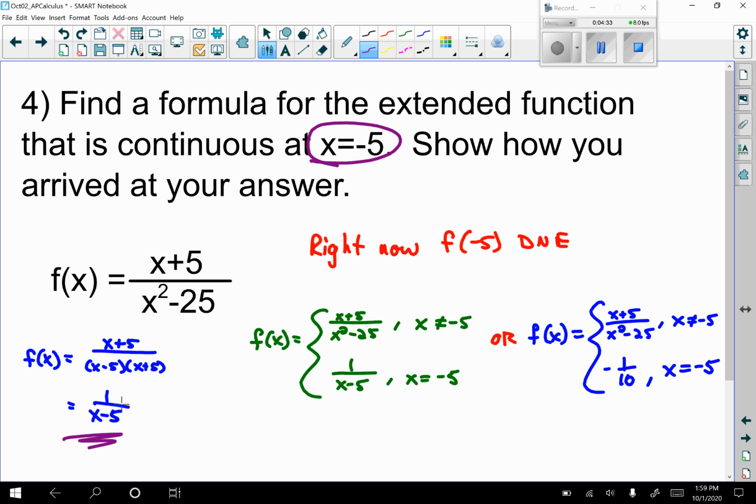So again, there's 2 proper ways to extend this function. Again, we can write the original function given here, that's going to exist as long as x doesn't equal -5. And then we could say 1 over x minus 5 when x is equal to -5, or the -1/10 when we actually substitute in a -5. So we're not concerned at all at x equals +5, just at -5.